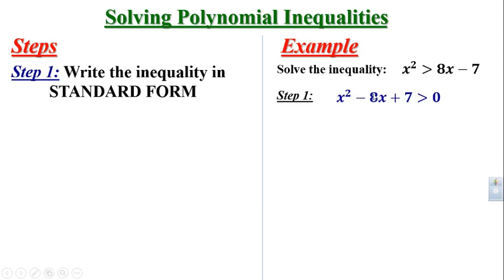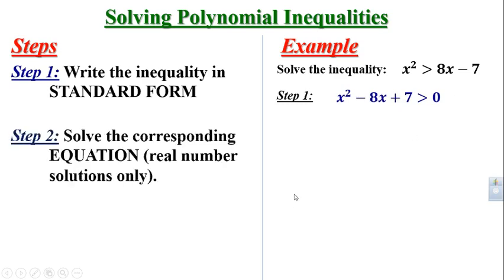And that becomes x squared minus 8x plus 7 because I subtracted 8x and added 7 to both sides. Now, the next step is to take this inequality that is now compared to 0, and we're going to solve the corresponding equation. So I'm going to substitute an equal sign for the inequality, and then I'm going to solve this equation. This is a quadratic equation. We can solve it by the quadratic formula or factoring.